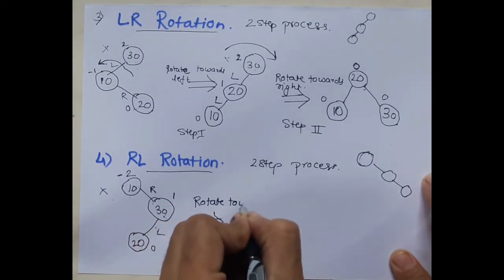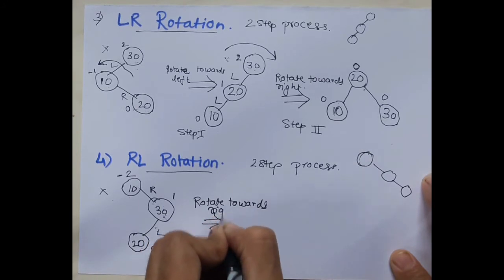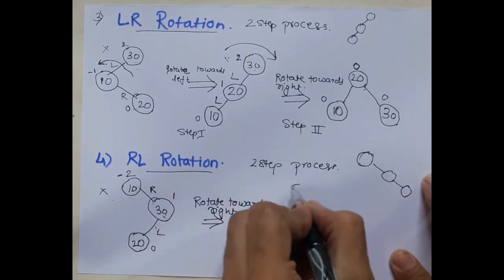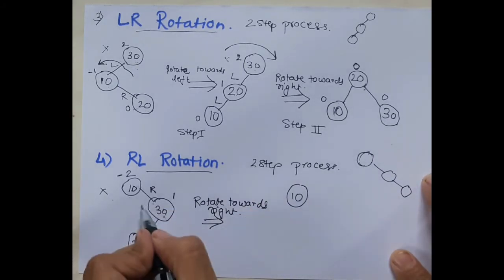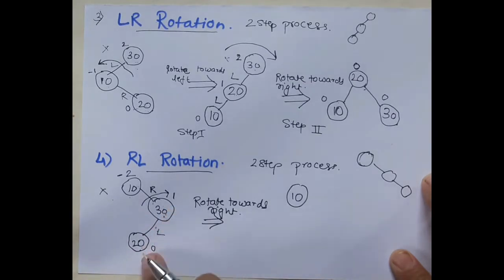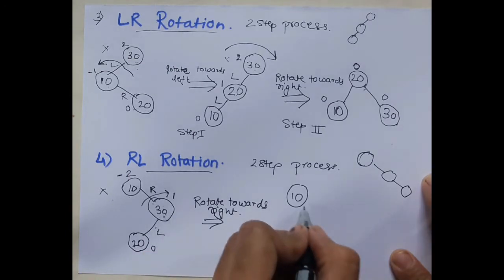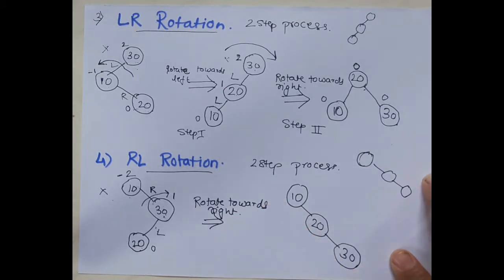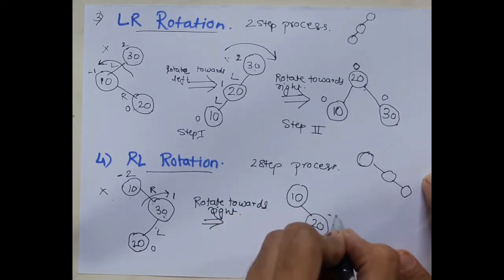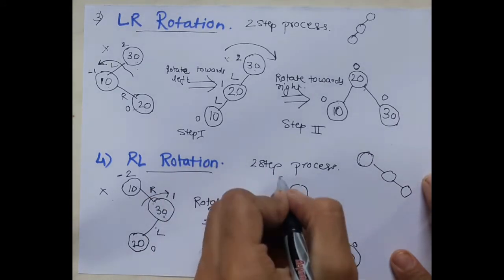Rotate towards right. We'll ignore this root. We'll keep it as it is. And now we'll rotate this towards right. Then when we rotate these two nodes towards right, what will happen? 30 will come down and 20 will take its place. So now 20 will be in middle, 30 will be down. Okay, like this. Now again we'll check the balance factors. So the balance factors will be 0, 0 minus 1 is minus 1 and 0 minus 2 is minus 2.